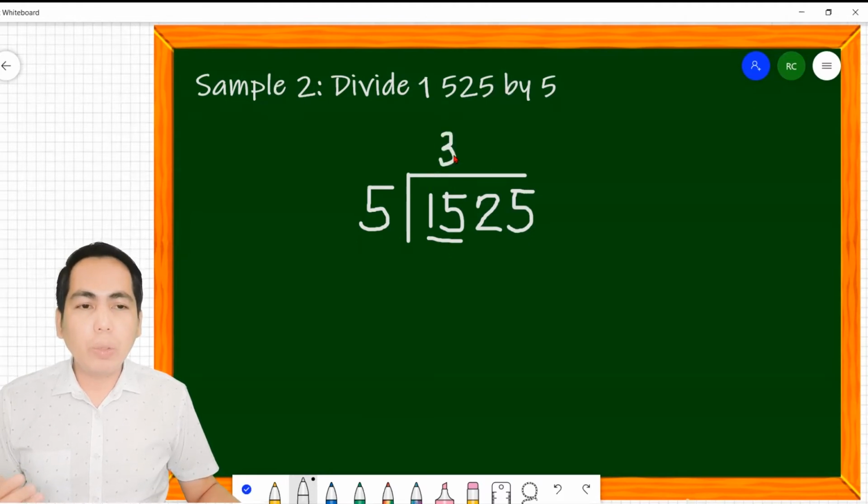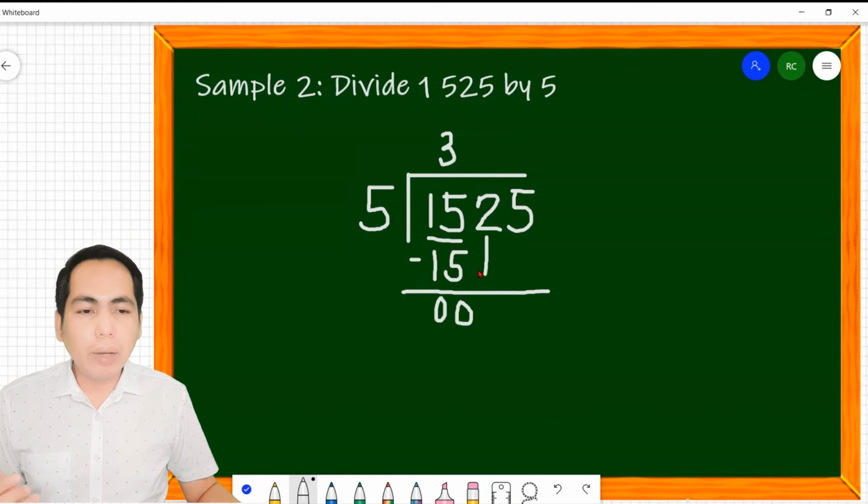And then we're going to multiply our initial quotient and our divisor. So 3 times 5 will give us 15. 5 minus 5 is 0. 1 minus 1 is also 0. And then we are going to bring down the 2.